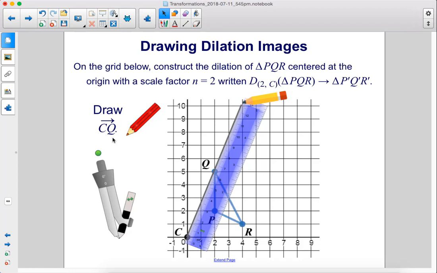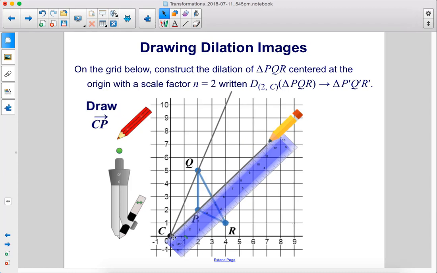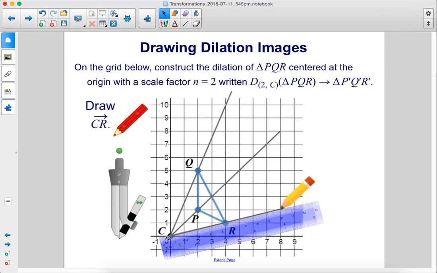So first we're going to draw CQ, a line that goes from C through the point Q. The next step is to draw CP, from the origin, point C, through point P. Then we draw CR, a ray that goes from C through the point R. Make sure your lines extend far beyond your points Q, P, and R, so that they end up over here.